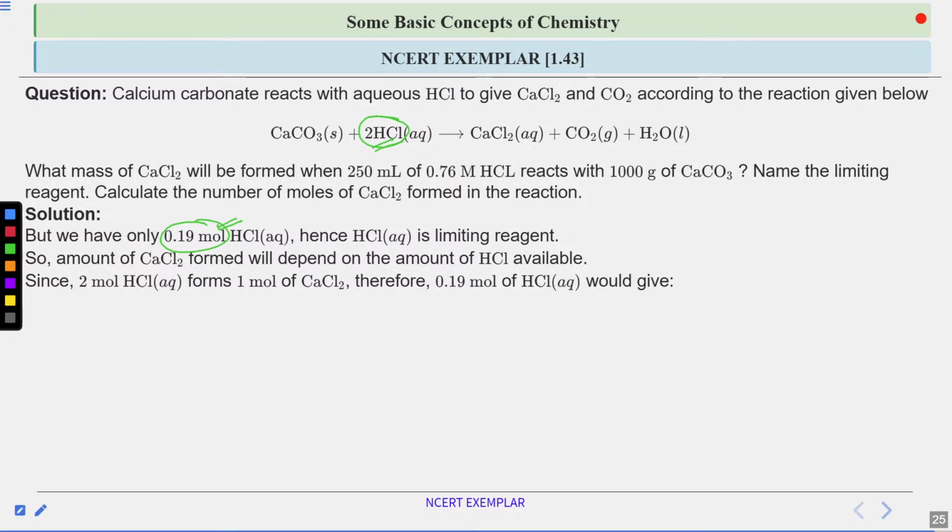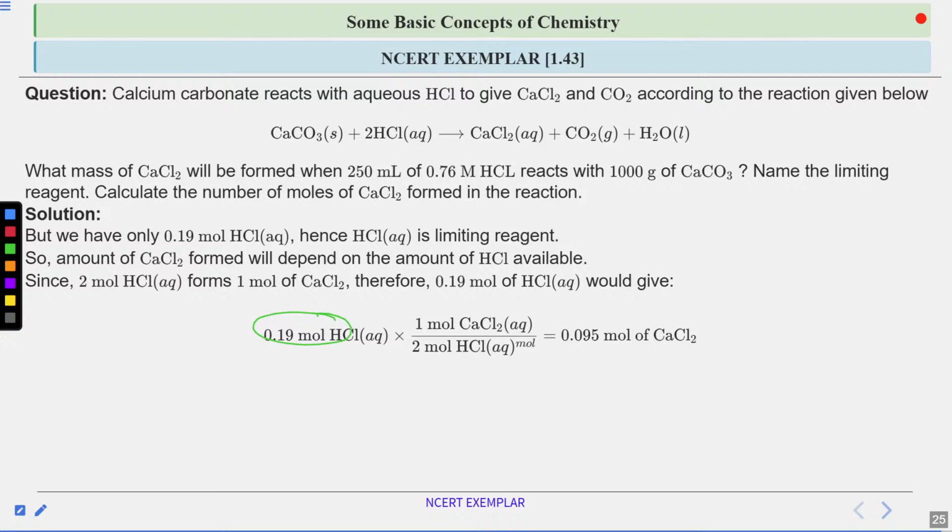Now according to this equation, 2 moles of HCl will form 1 mole of CaCl2. Then 0.19 mole will form how many moles of CaCl2? It will be 0.19 by 2, or 0.19 into 1 by 2. That will give you 0.095 mole of CaCl2. It's very easy to understand here that if 2 mole is giving 1 mole of CaCl2, therefore 1 mole will give half mole of CaCl2, or 0.19 will give 0.19 into half mole of CaCl2, which is 0.095 moles of CaCl2. Got it?